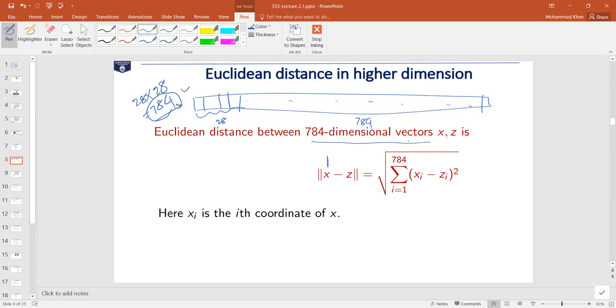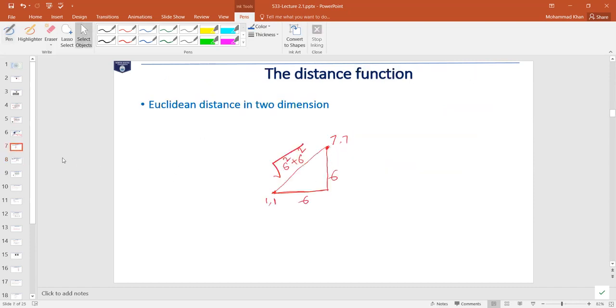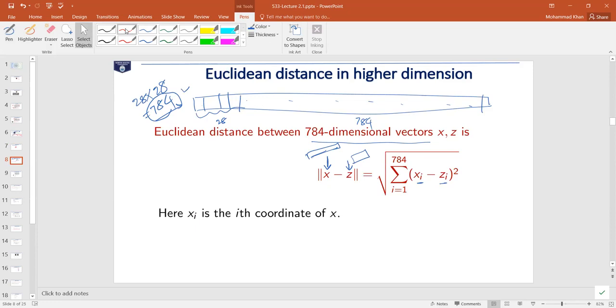Now here X is one image, numbers for one image, and Z numbers for another image. So for example, if we have a stored image, we call it maybe X, and the new instance, we call it Z, and then we take the difference. That means we are taking the distance in that corresponding axis, and then squaring and adding up all the numbers, and then taking the square root. So basically, we are taking the Euclidean distance in 784 dimensions.